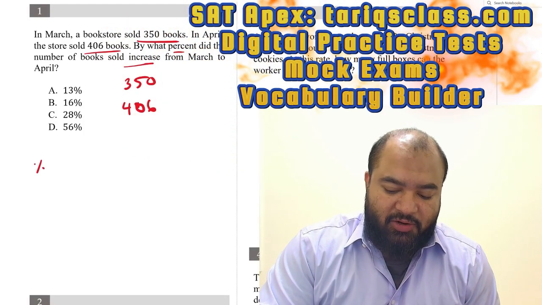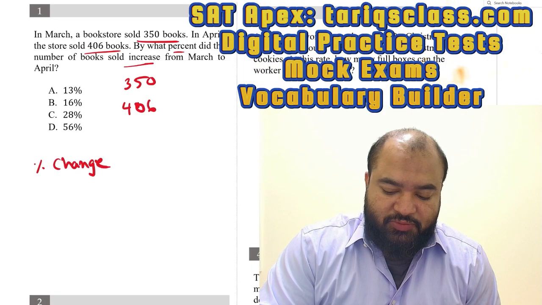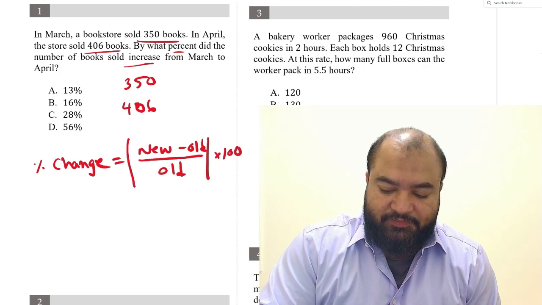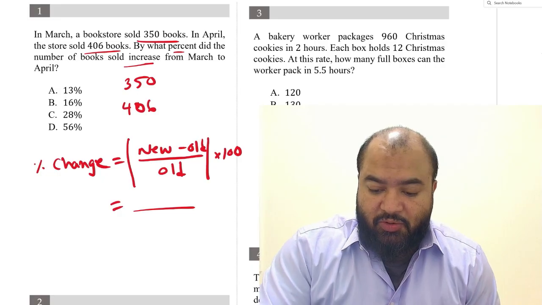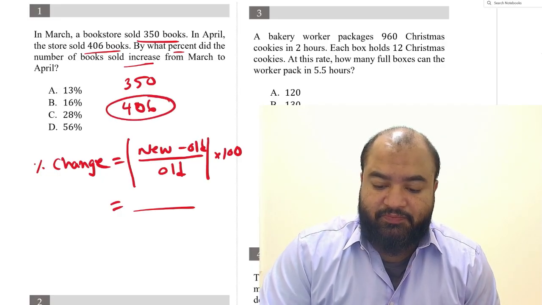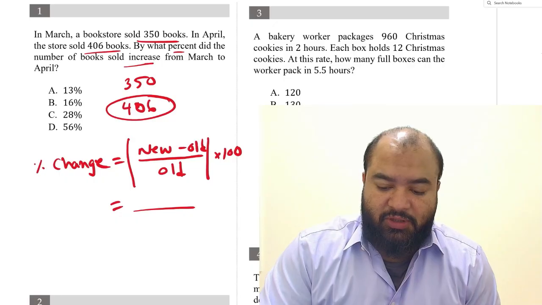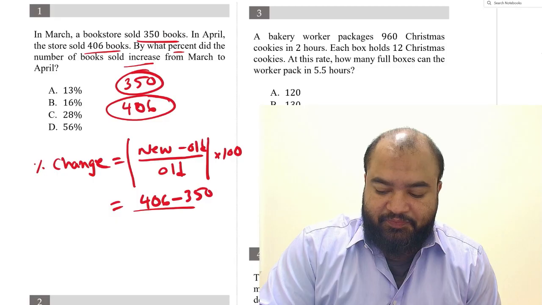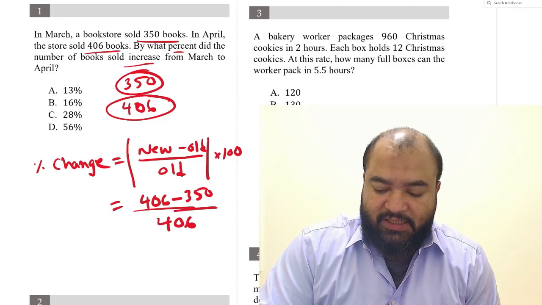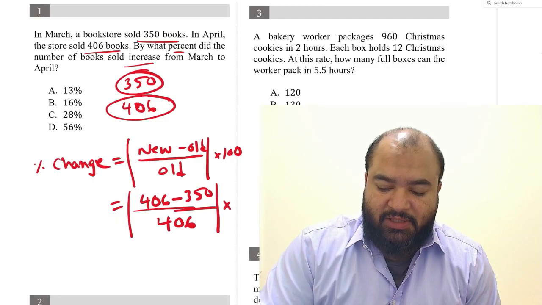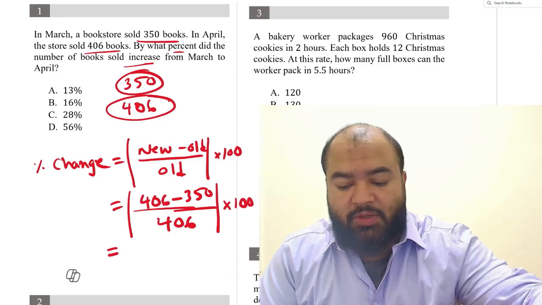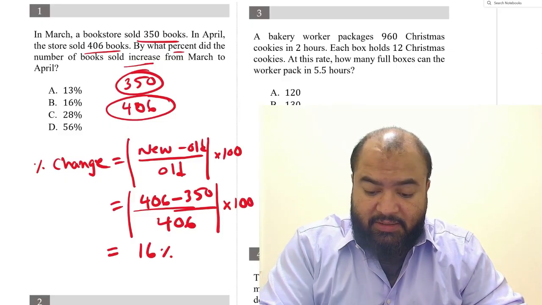There's a formula you can always use. Percent change is equal to new minus old over old, absolute value, times 100. The new number of books sold in April is 406, minus the old number, 350, over old, 350, absolute value, because percent is not going to be negative, times 100. You can use a calculator for that. It will be 16%. So the answer is B.